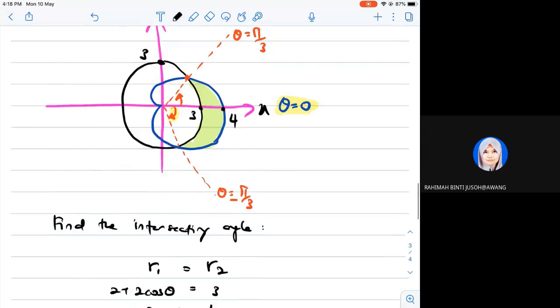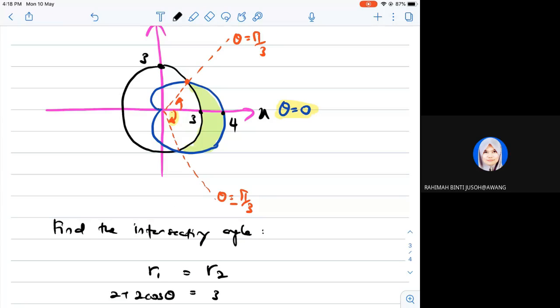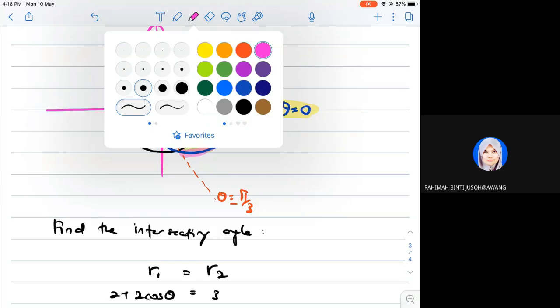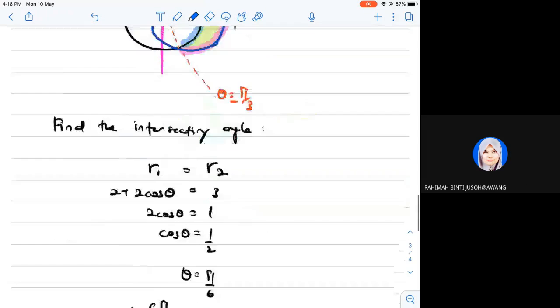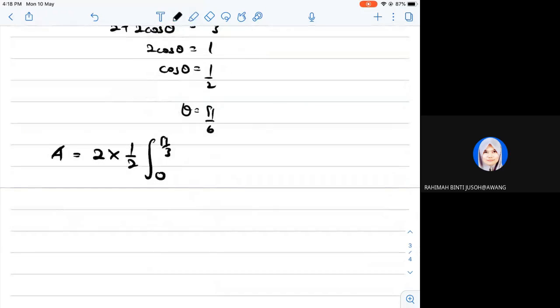Okay guys, so now we have 2 lines here. Which one minus which? This line is what, cardioid or circle? Cardioid. Okay, very good, cardioid. So cardioid minus, minus what? Circle, yes, this is the circle. So cardioid minus circle. Okay, very good. So we have (2 plus 2 cos theta) squared minus circle 3 squared d theta.